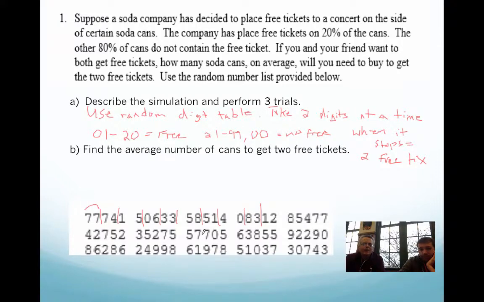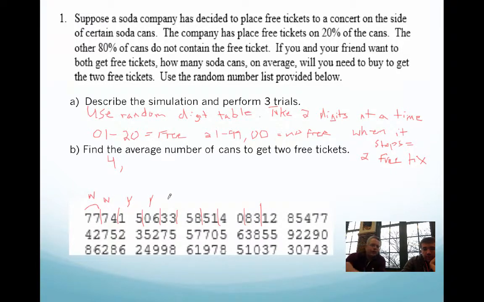Okay, that's 77. The way we defined it, 77 is not a free ticket. Maybe put an N above that for nope. 74 is a nope. 15, yes, that's a win. 06, yes, we're done. We got our 2 free tickets. So for the first trial, it took 4. Okay, let's do the second trial.